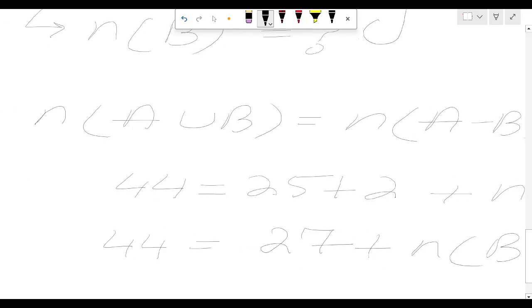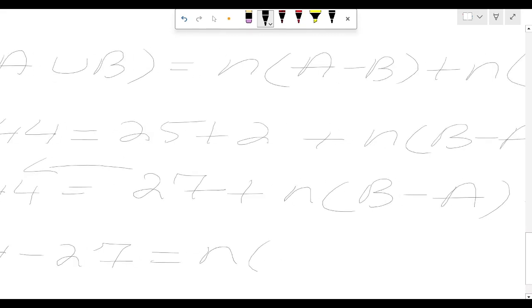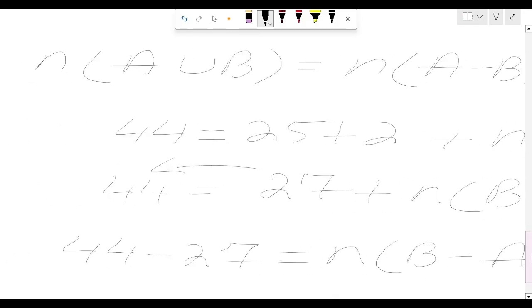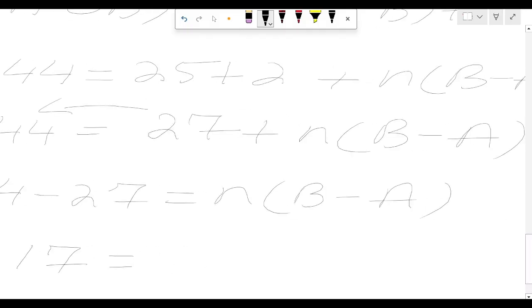So if we take 27 to the left side, it will be converted to a negative value. So 44 minus 27 will be equal to the number of B minus A. So 44 minus 27 is equal to 17. So 17 is the value of n of B minus A.